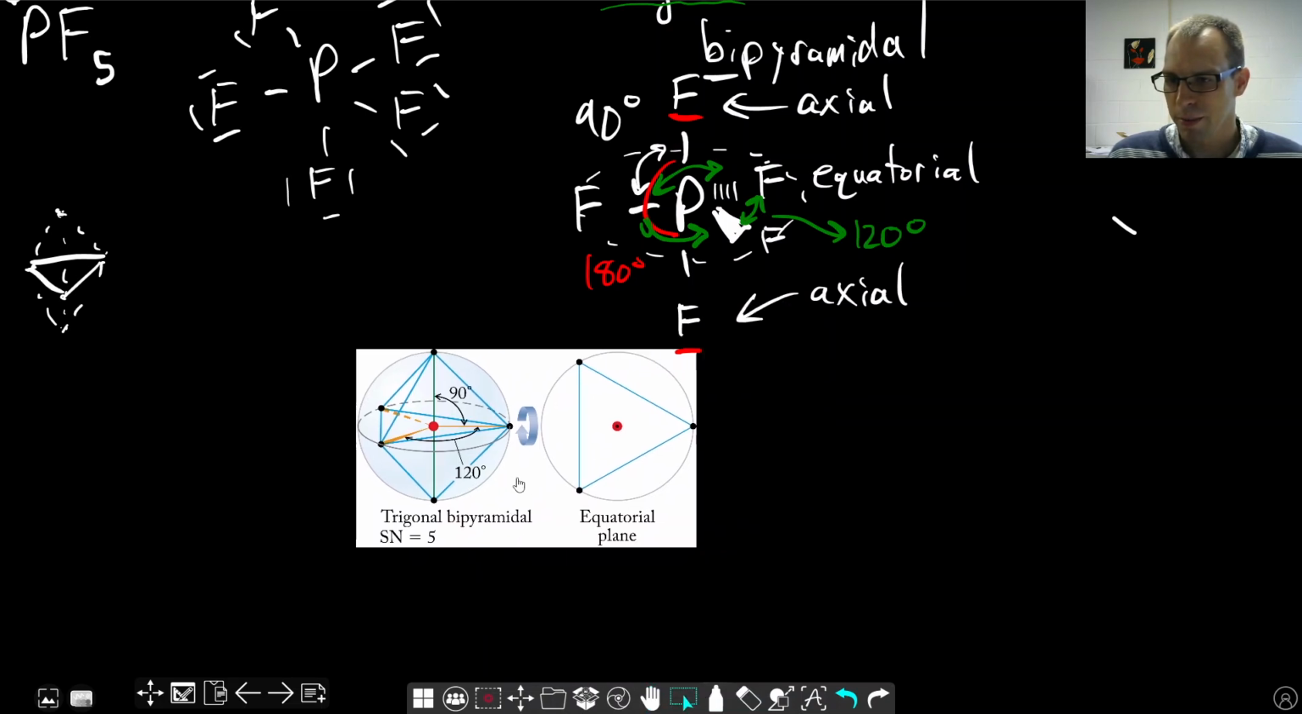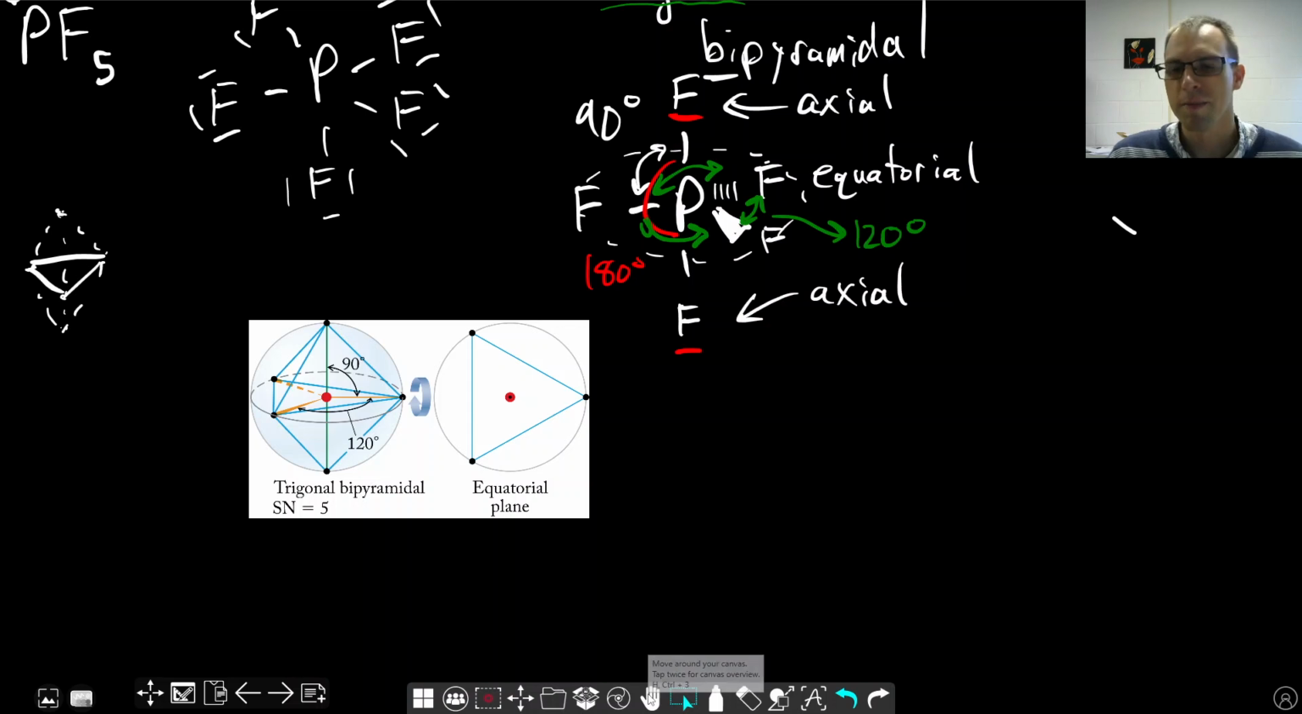And now I want this so I can pull this over. Great. Excellent. Okay, so this is what I was trying to draw. You can tell me whether I succeeded or not. But again, our 5 fluorine atoms are represented by these dots here. Right? And so we have 2 of them, one pointed straight up, one pointed straight down. Those are the axial.